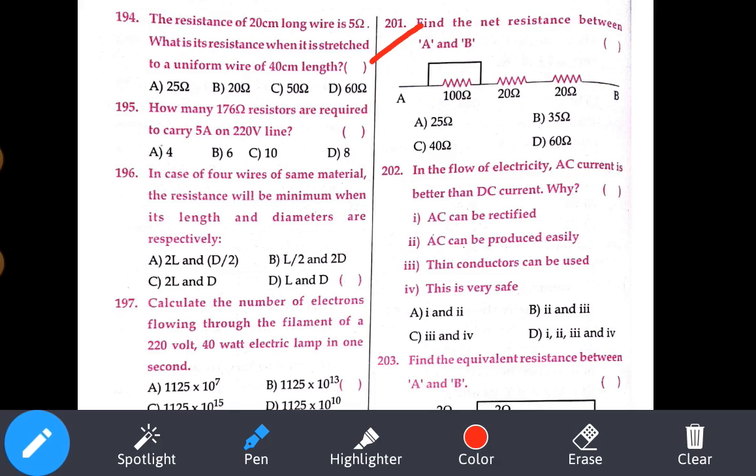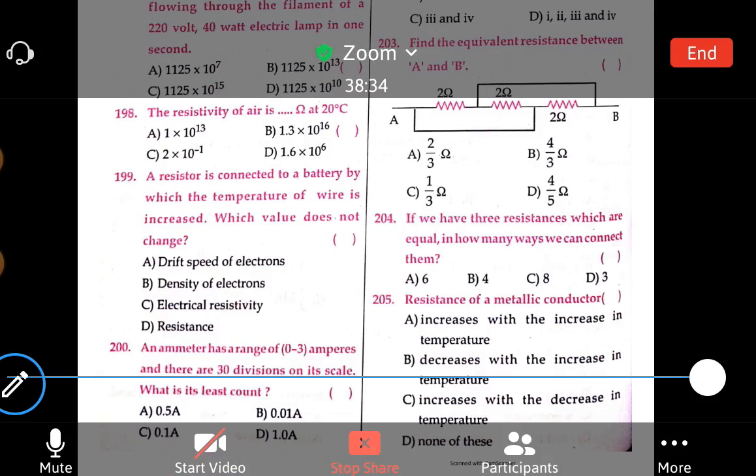In the flow of electricity, AC current. Why do we use AC current? Because AC can be rectified, AC can be produced easily, and it needs thin wire. Okay, over. Let's see the next question.